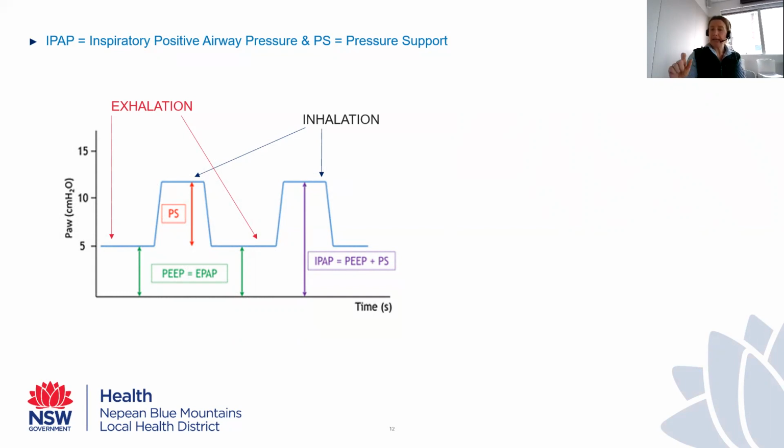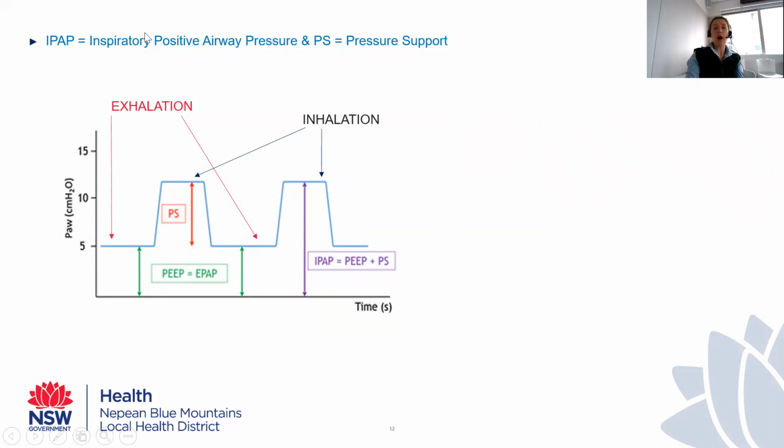Now, what about an inspiratory pressure? So remember, the inspiratory pressure is only applied during BiPAP. So CPAP is the expiratory pressure. BiPAP is both expiratory and inspiratory. So we're applying a pressure when we inhale and when we exhale.